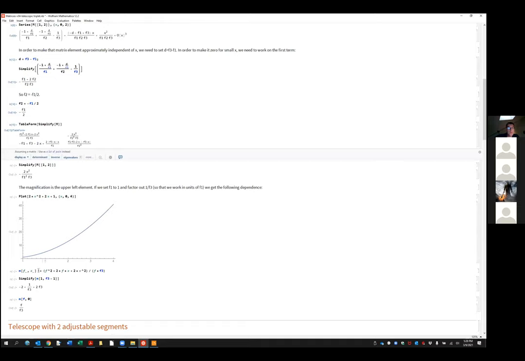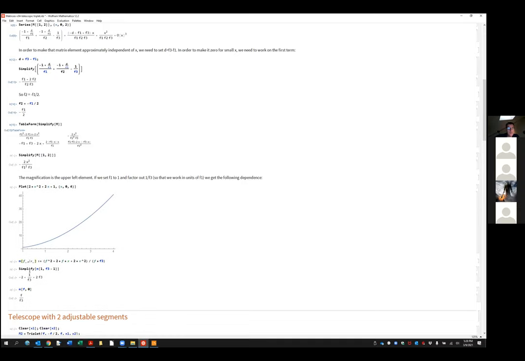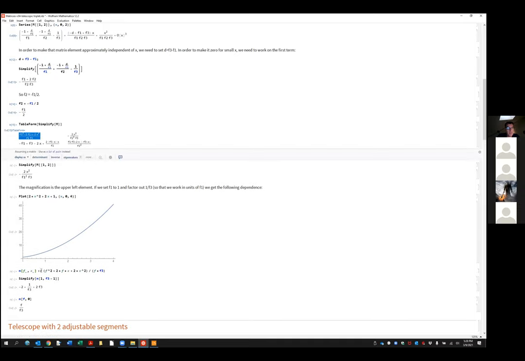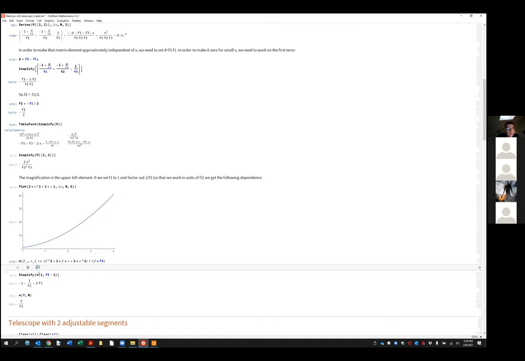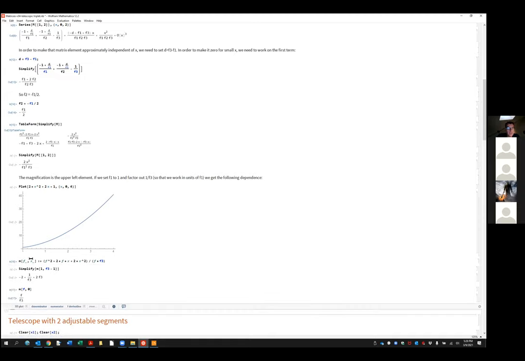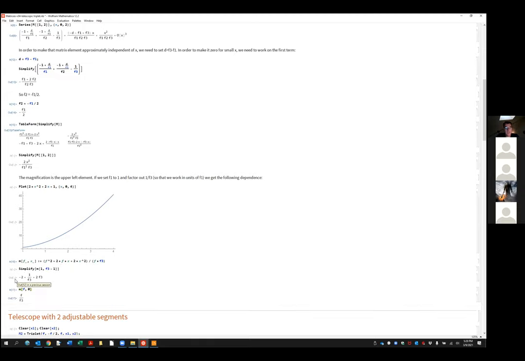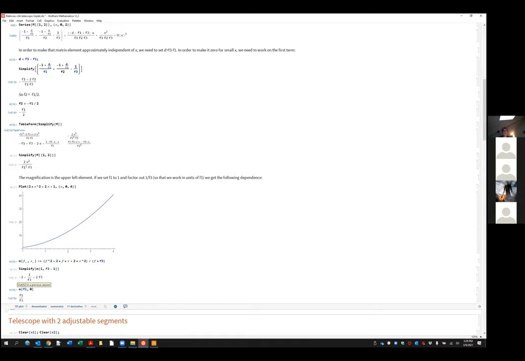All right, then we can try out the magnification of this thing because the magnification will be this matrix element, F1 squared plus 2F1X plus 2X squared over F1 times F3. So we've got that. And initially it would be F1 over F3. Any questions so far?